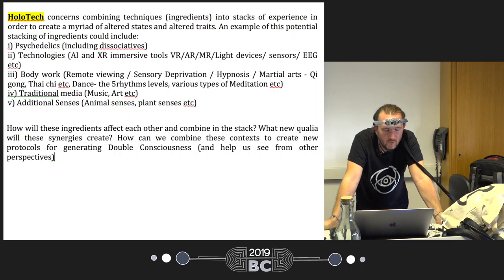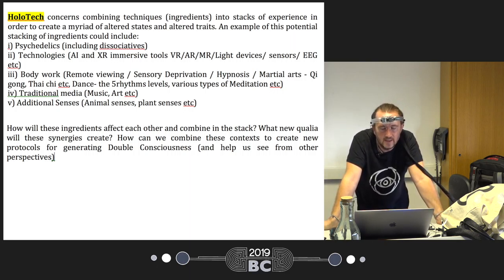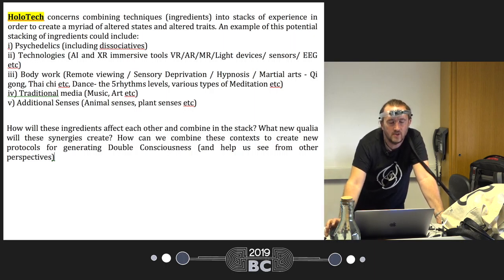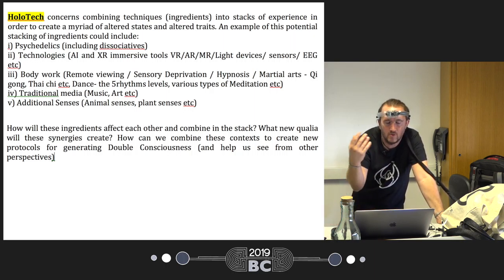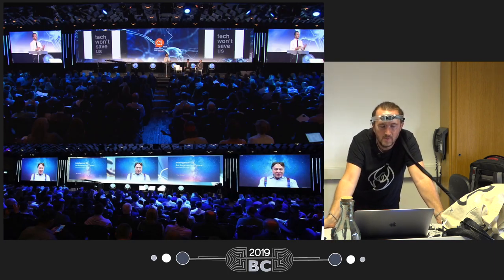So this is exactly what I'm talking about. Different technologies, different types of body work, traditional media, additional sensors being used. So how will these ingredients affect each other and combine in the stack? What new qualia will these synergies create? How can we combine these contexts to create new protocols for generating double consciousness, triple consciousness, quadruple consciousness, and help us see from others' perspectives?